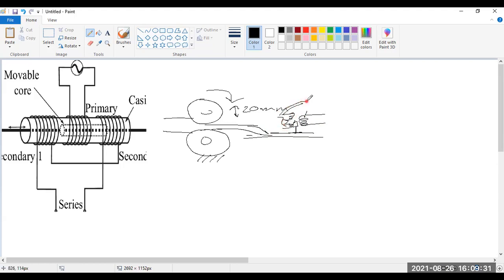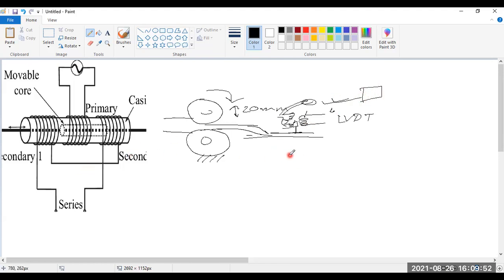We can measure this quantity because the LVDT is there. If this thickness is too high, it will show a high position. If the thickness is very low, then it will show a position which is very low. Then the controller will decide which position we require.